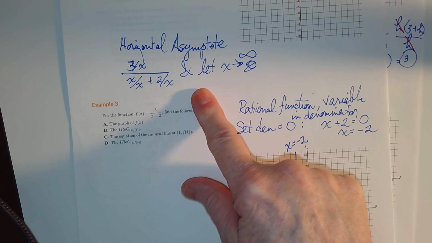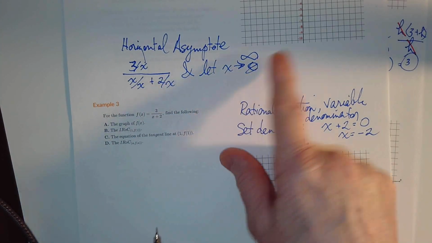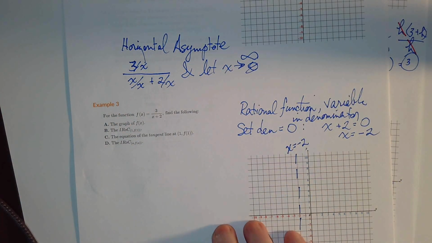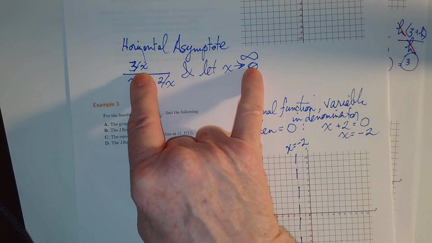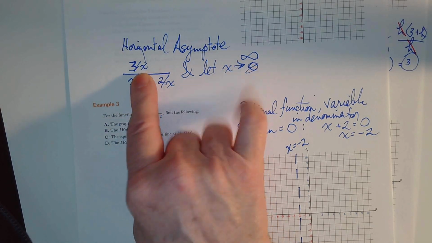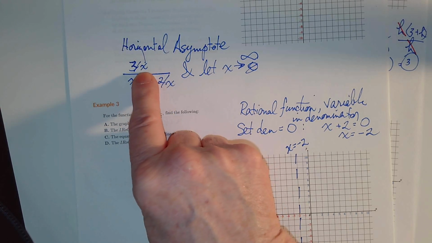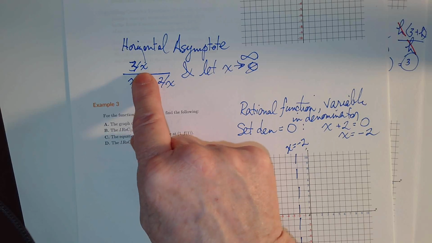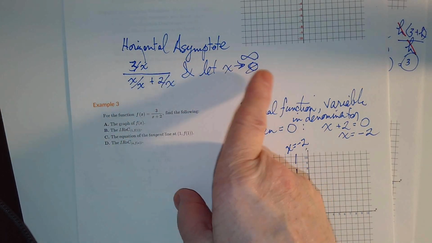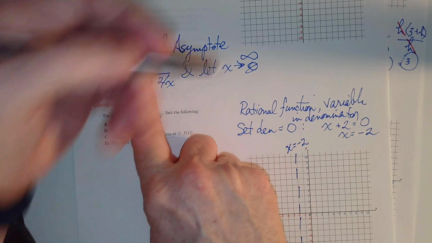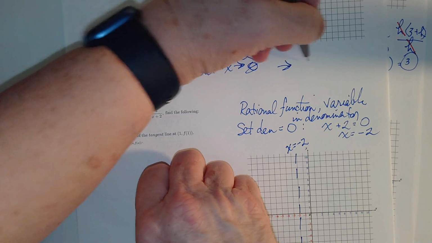The horizontal asymptote is what happens when x is very large or very small. So when we put x in the denominator and we let it blow up, as x gets larger, 3 over x gets very small. So 3 over x, as x gets huge, or as x goes to negative infinity, is going to go to 0.